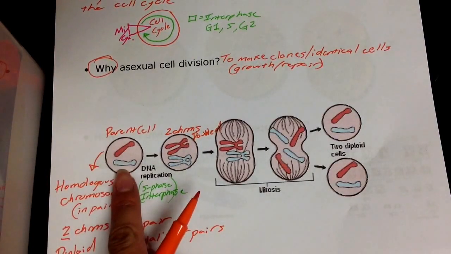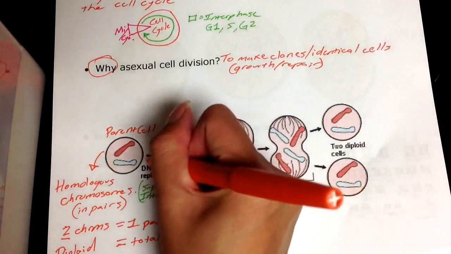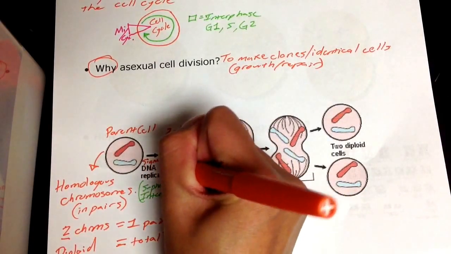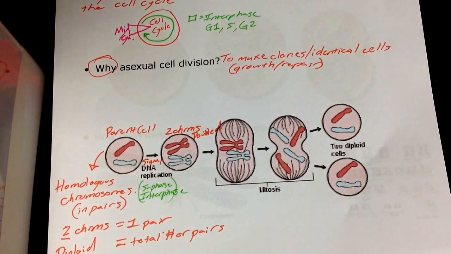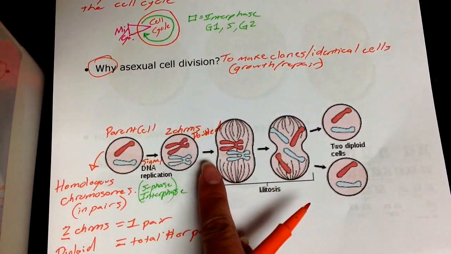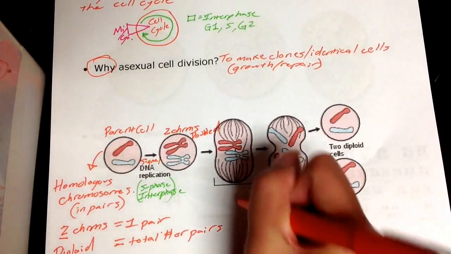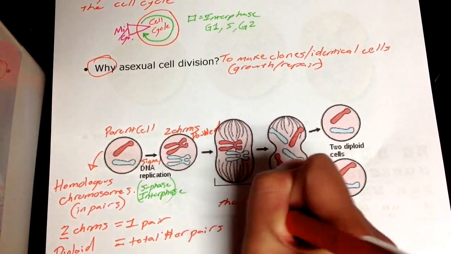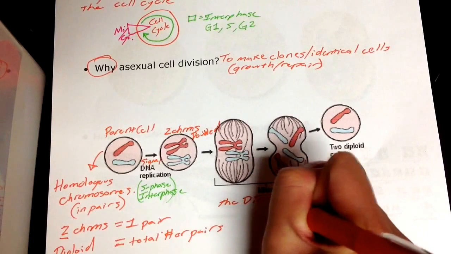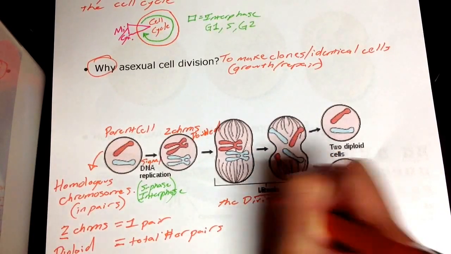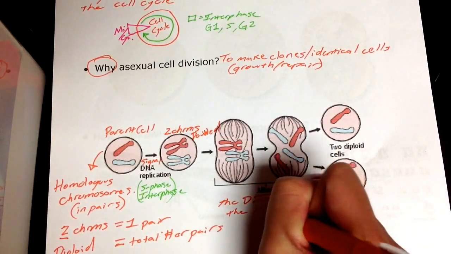Remember that the cell is going to have to get a signal from here to here in order to actually replicate those chromosomes. When we're done replicating our DNA, we are going to move on to mitosis. And mitosis is specifically the division of the nucleus.